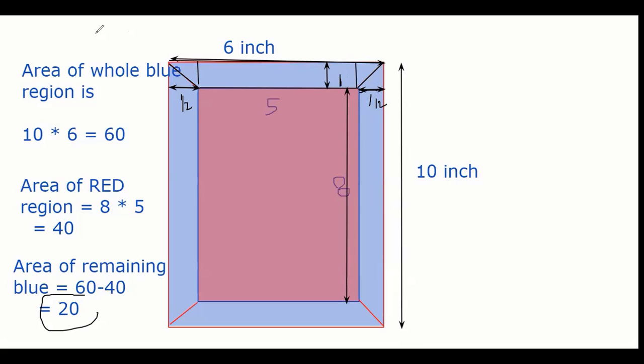Now I'll ask you one last thing. If you know this is half, this is 1, can you find the area of this triangle? It's a difficult question, but I want each one of you to evaluate. I'll do one thing now. Same question, I'll explain in a different way.